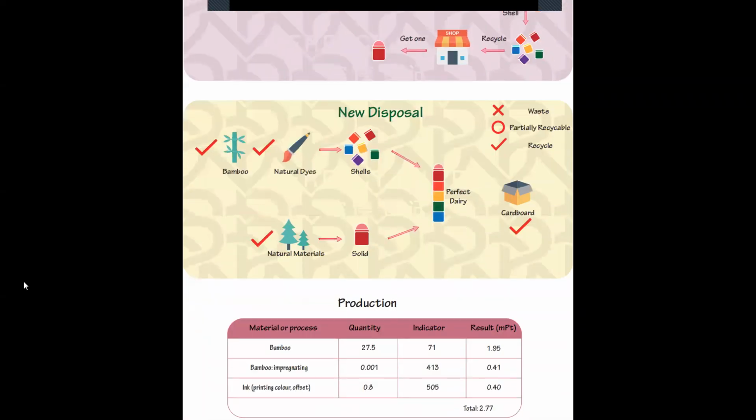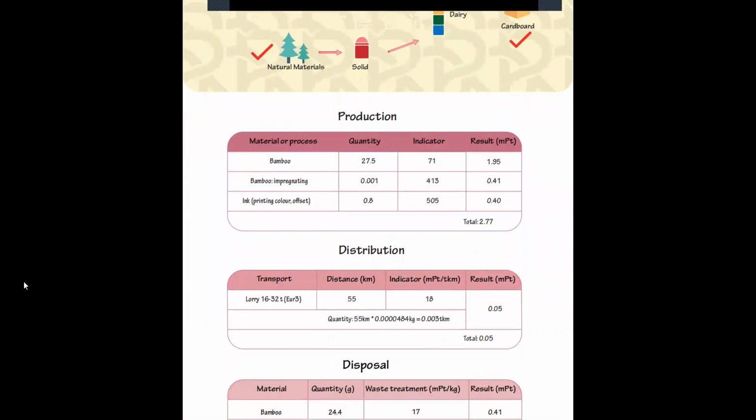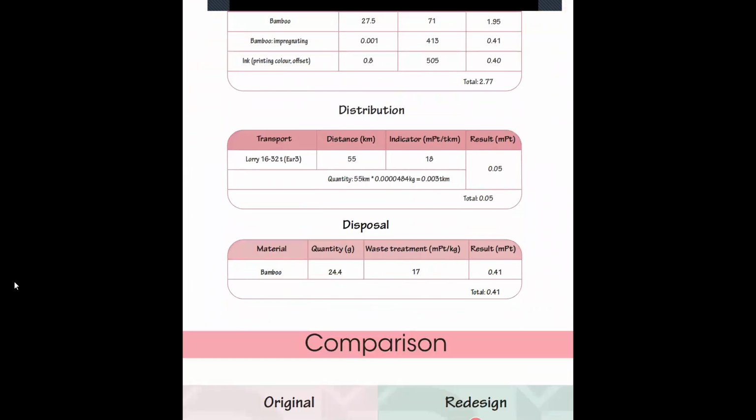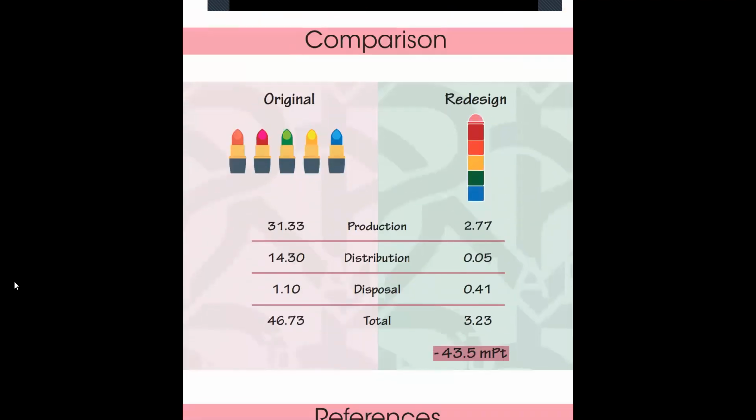Here with the LCA chart of our redesigned lipstick, you can see the environmental impact of a single lipstick through all three phases is reduced sharply, especially in production and distribution. In total, it drops from 46.73 million points to 3.23. If the new design can help avoid 4 extra purchases, the results will be more significant.